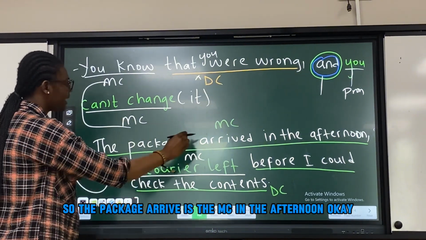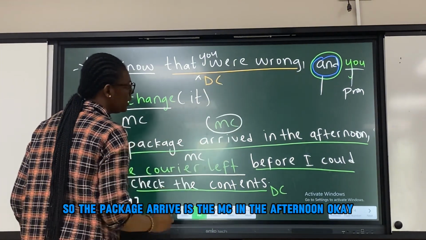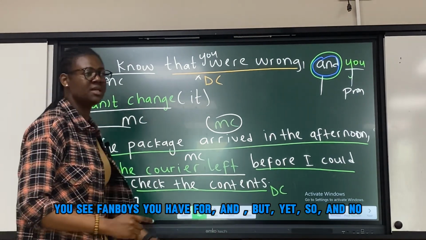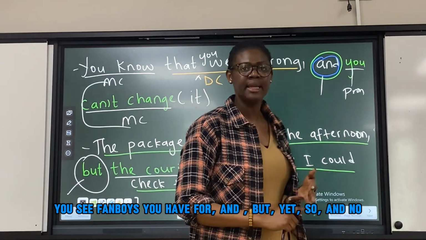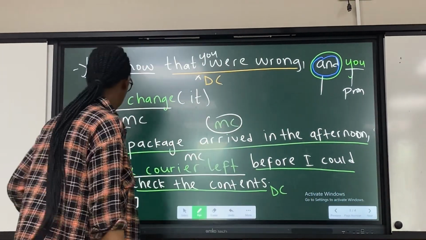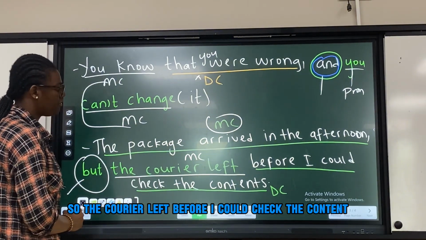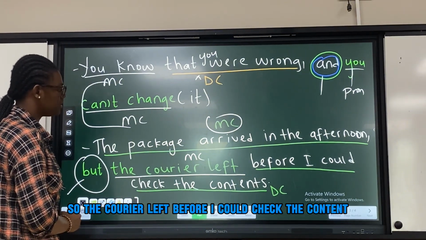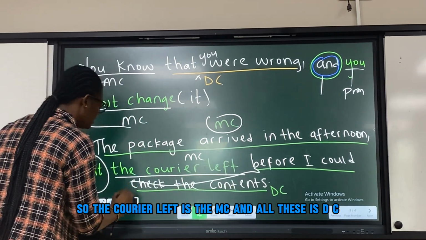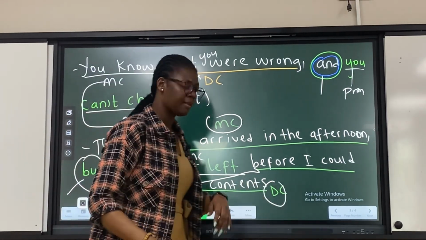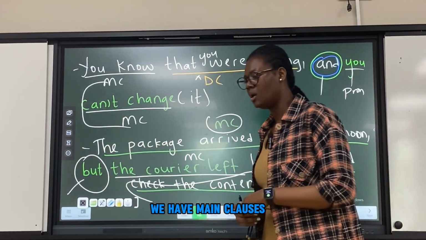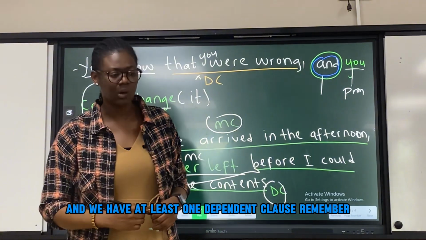So the package arrived is the MC in the afternoon. Okay, we have but, fanboys. Fanboys, we say fanboys, you have for, and, nor, but, or, yet, so. So the courier left before I could check the content. So the courier left is the MC and all this is DC. So now, in a compound complex sentence, we have main clauses and we have at least one dependent clause.